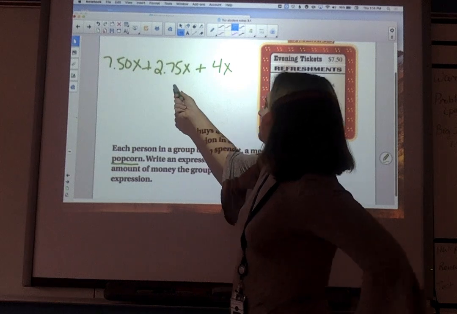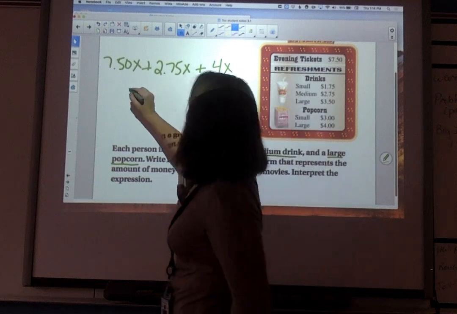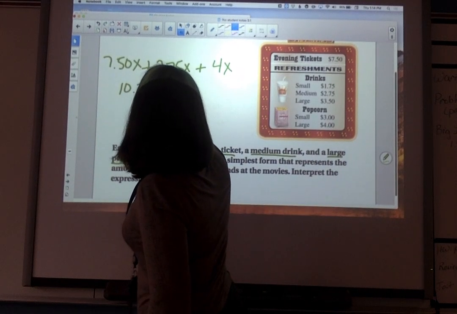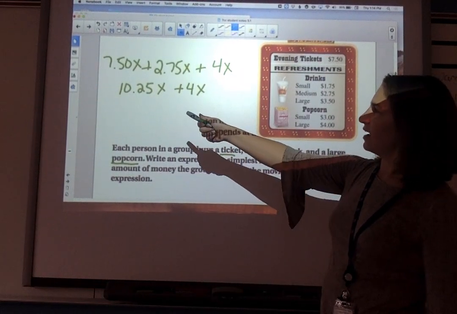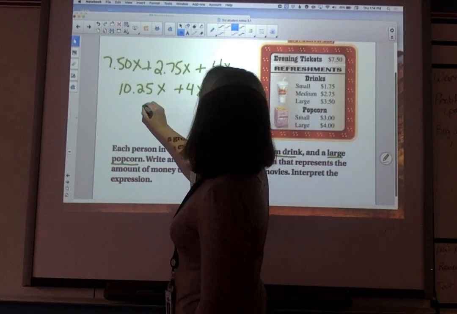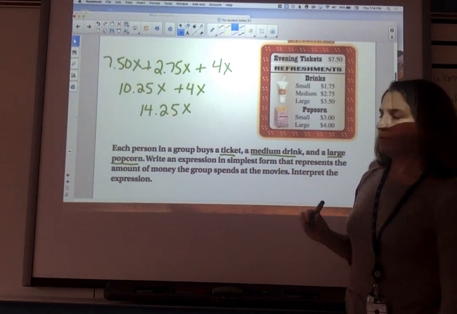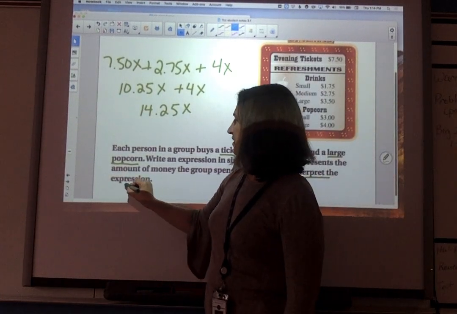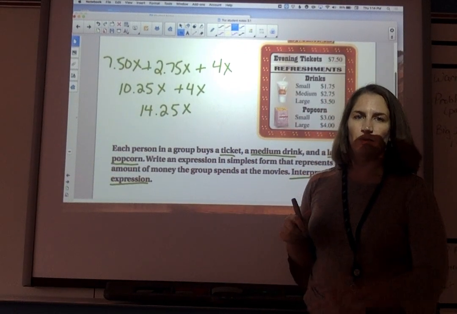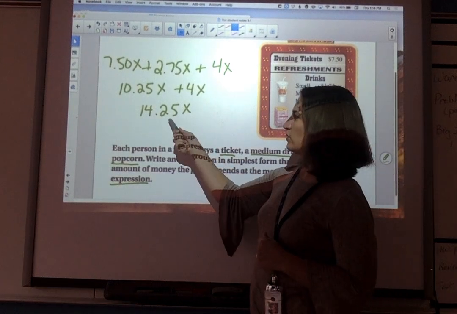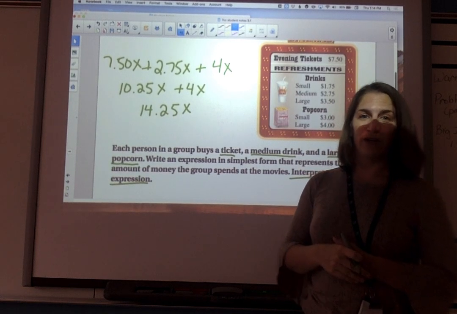Let's see here. $7.50 plus $2.75. $7.50 plus $2.50 would be $10. So this is $10.25 times x. Plus my popcorn, that's 4x. Then I have $10.25 plus 4, that's $14.25 times x, the number of people that go. So interpret the expression, that's telling us that every person that goes is going to spend $14.25. So if we want to know the total cost, we would take $14.25 and multiply by the number of people. All right, that's it. Go ahead and try a few on your own, and I will see you soon.